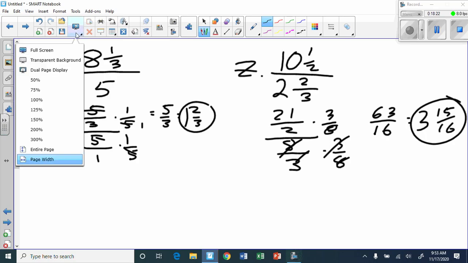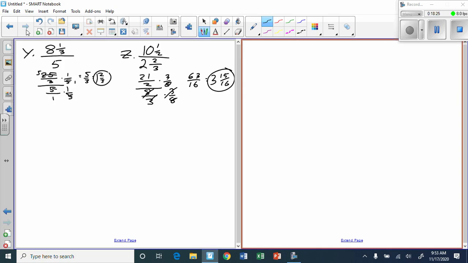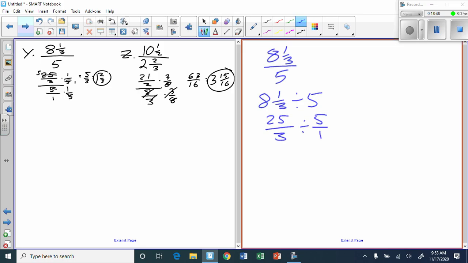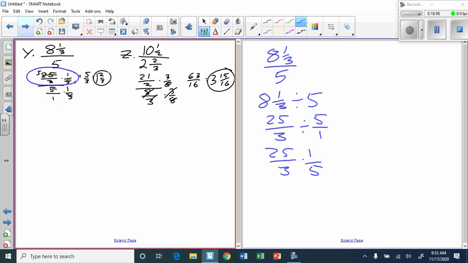I want to show you something. I want to show you the y. Okay, you don't have to write this down, but I want to show you the y. 8 and 1/3 divided by 5. If I rewrite that a different way, it's 8 and 1/3 divided by 5. 8 times 3 is 24 plus 1. It's 25 over 3 divided by 5 over 1. How do we divide fractions? Keep, change, flip. 25 over 3 times 1 over 5. That is the same thing I have right here. 25 over 3 times 1 over 5. Except it's a whole lot less work.